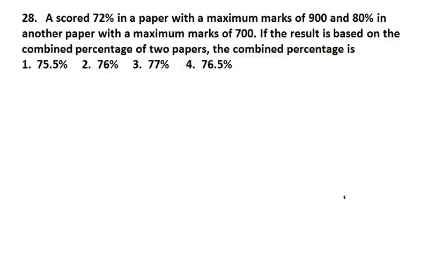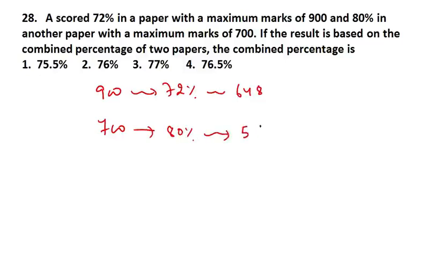A scored 72% in a paper with a maximum mark of 900 and 80% in another paper with a maximum mark of 700. If the result is based on the combined percentage of two papers, what is the combined percentage? Okay, it is asking basically the combined percentage. Very simple. Try it. Look, one is 900 marks and one is 700 marks. Out of 900 he scored 72%, then 72% of 900 is 648. Here he scored 80%, which is going to be 560.